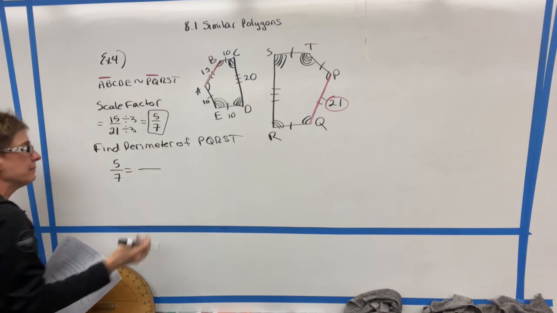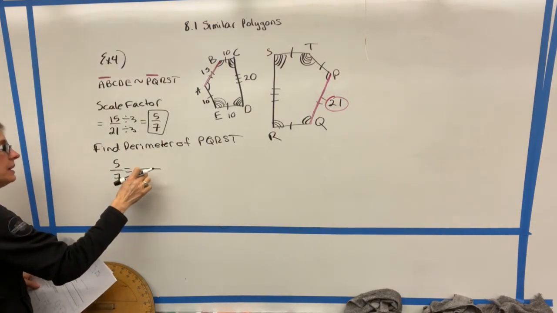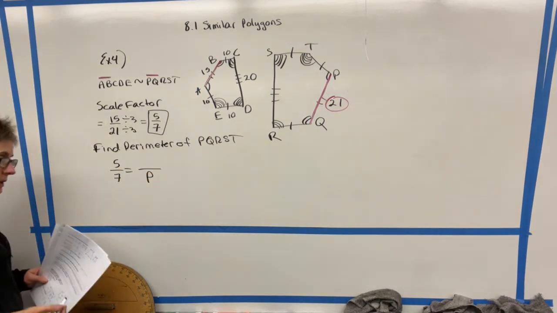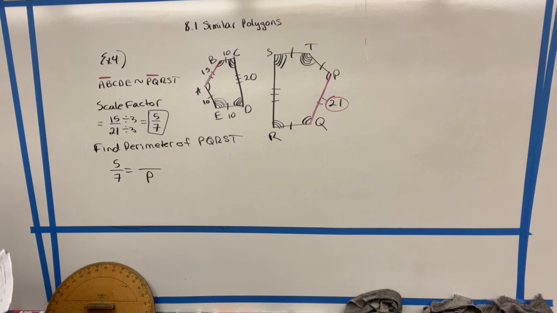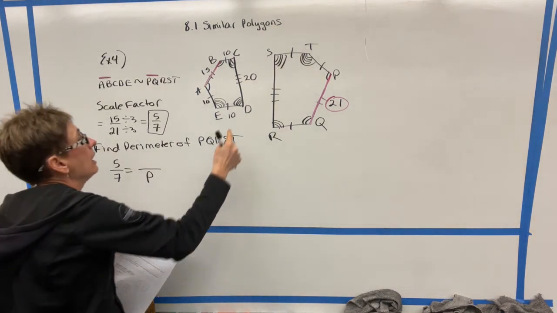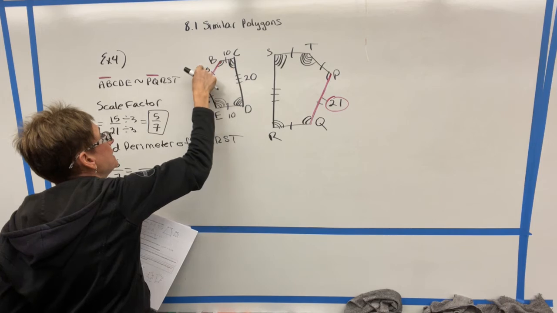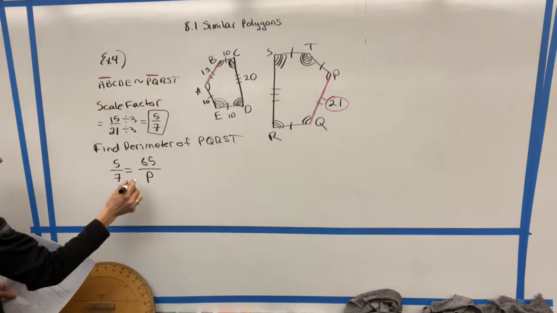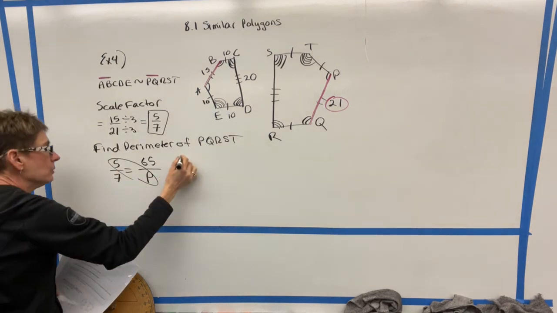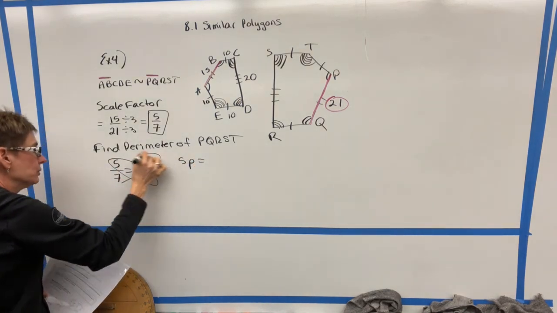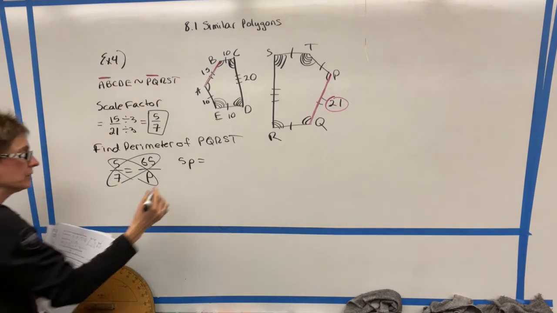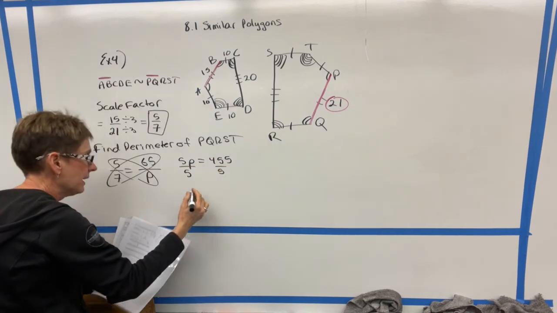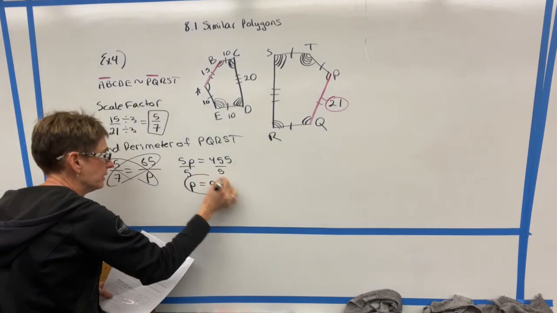that has to be the same thing as the first perimeter on the left divided by the second perimeter on the right. We don't know what the perimeter on the right is, so we're just going to call that P, but we can add up the perimeter on the left. 20, 30, 40, 50, 65. And then we just cross multiply. So we get 5 times P, which is 5P, is equal to 7 times 65, which is 455. Then divide both sides by 5, and we get that P is 91.